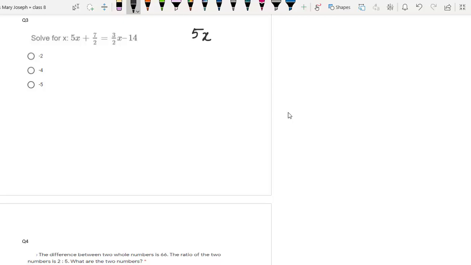We bring together the like terms, that is 5x, and if you see 5x and 3 by 2x are the like terms, so we have to bring this 3 by 2x on the left hand side. Here it is in positive sign, on this side it becomes negative like this. Similarly 14 and 7 upon 2 are constant numbers, they are like terms, so we have to bring 7 upon 2 on this side. So we have already minus 14 and 7 by 2 will come as minus 7 upon 2.